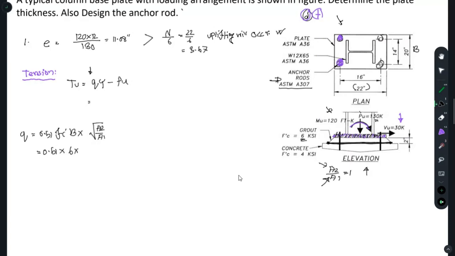We'll check that later. So for that, you'll get a value of 1, and ultimately you're getting a bearing. You'll multiply it with 20, which is B, and you'll multiply it with 1. So ultimately you're getting a value of 61.2 kip per inch. I will clear this part later on.